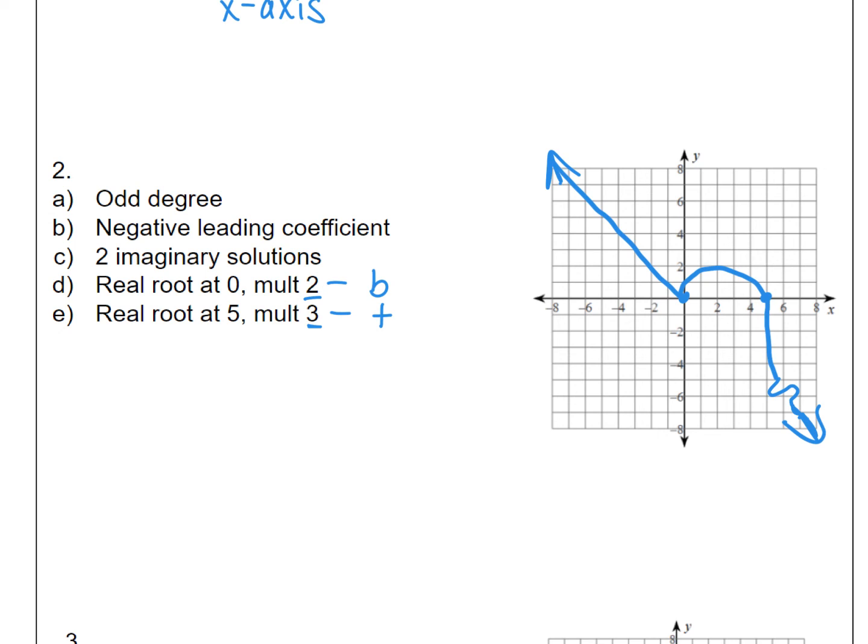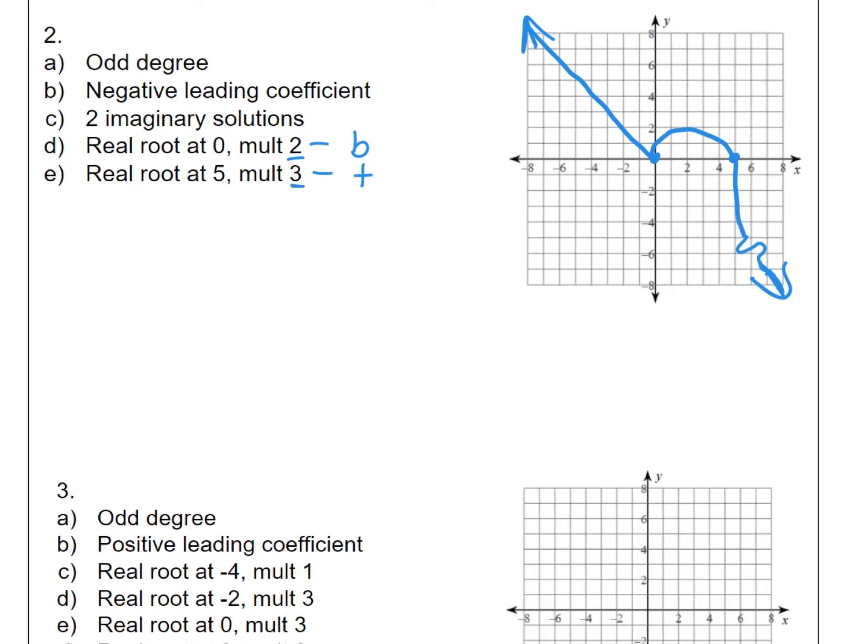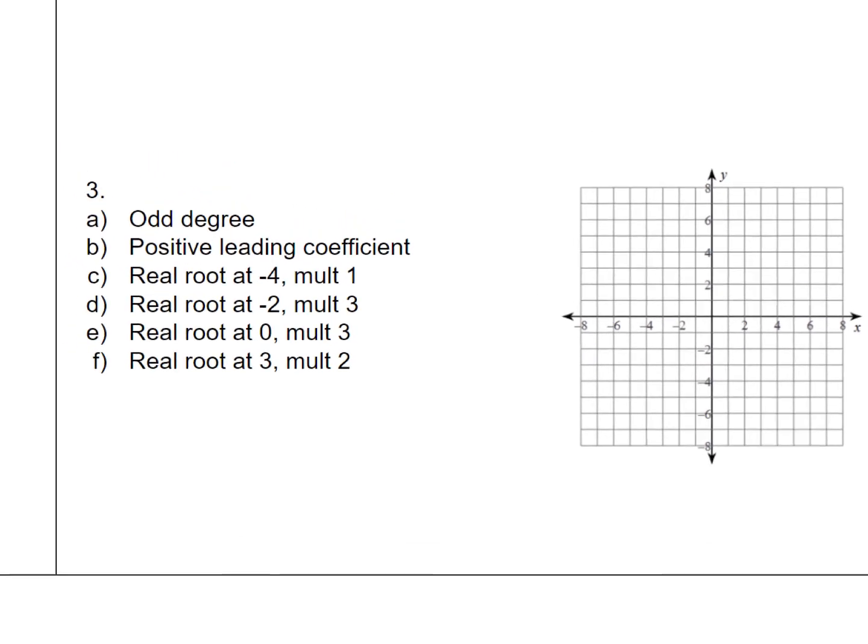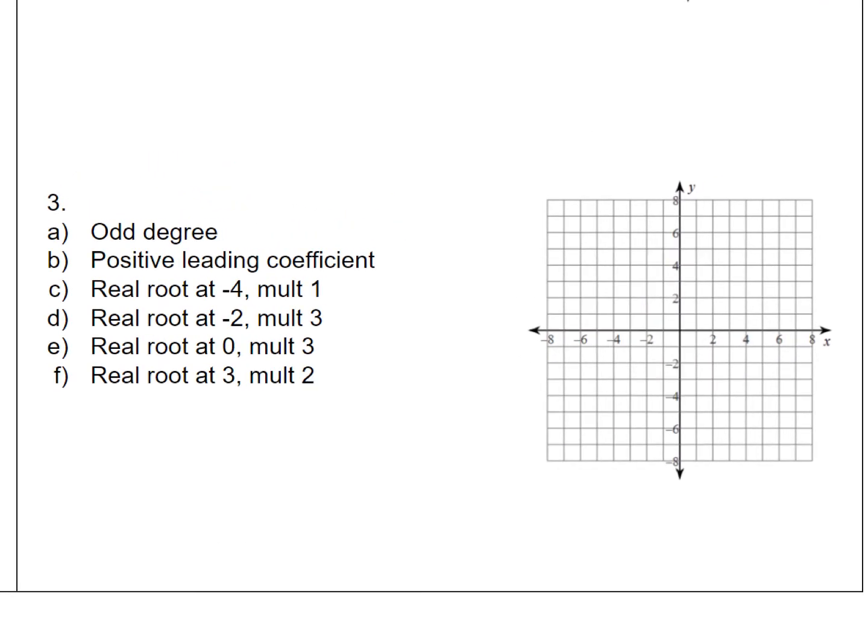Any other questions? Boys, how'd you do? Do well? Okay, cool. And then we got number 3, odd degree positive leading. Left and right arrows. Down and up. Good. Down and up. Those are my end behaviors. Do I have any imaginary to deal with? Not here, which is good. I don't like those.